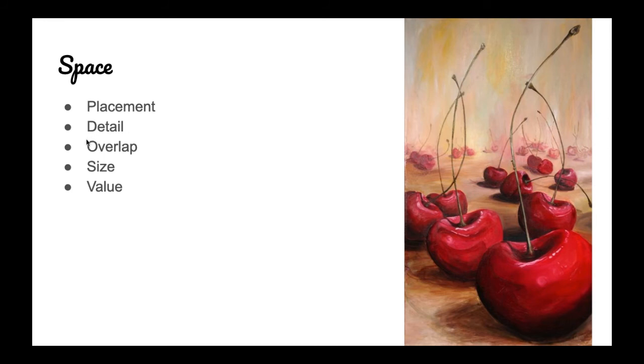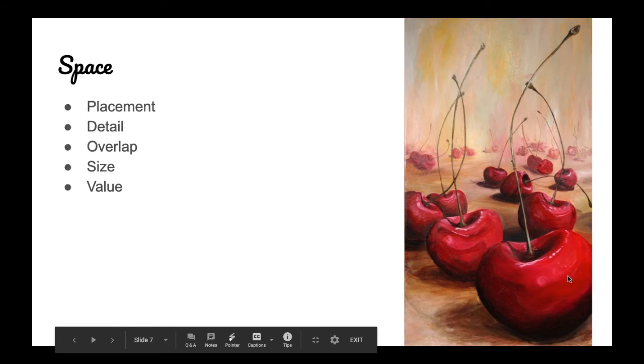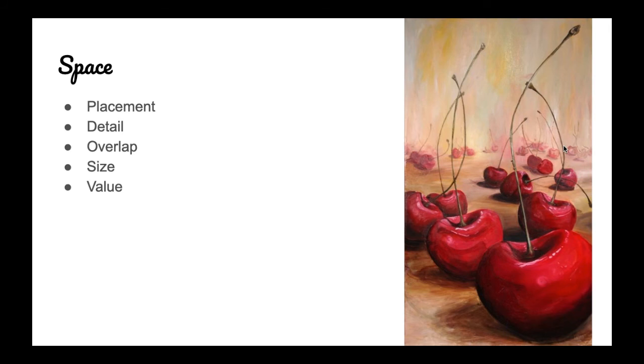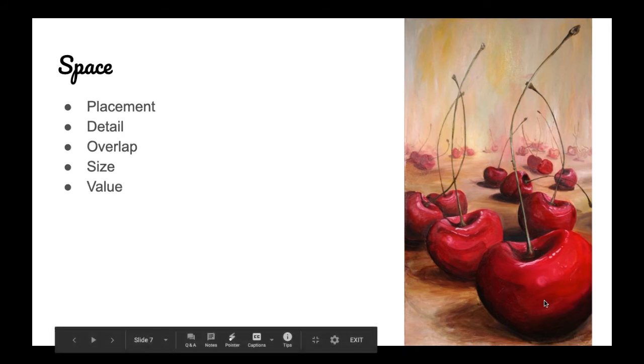The third way that we create space is through overlap. So whenever one object is overlapping another and blocking out our view of that object, we know that the object that's doing the blocking, that's overlapping, is in front. The next is size, which makes sense. We know that objects that are further away from us look smaller. Objects that are bigger are going to look closer.